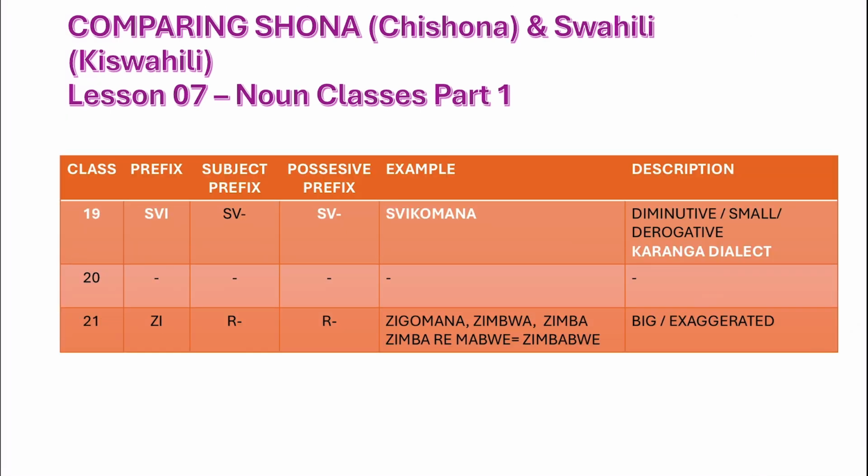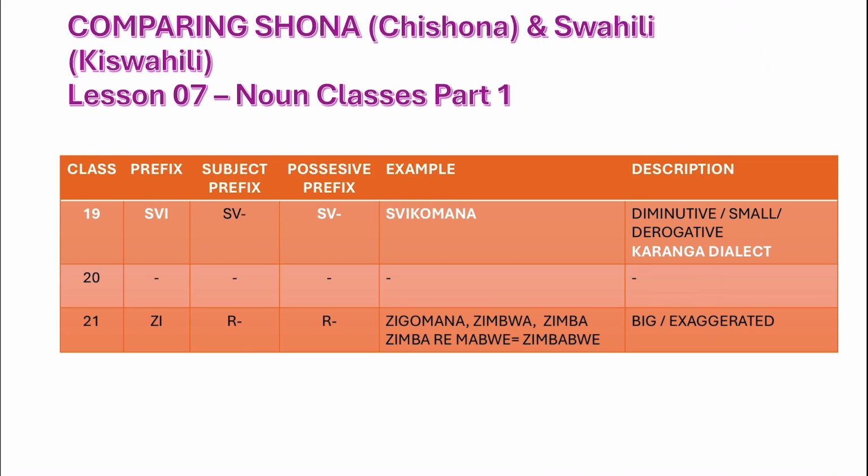Shona adds other noun classes, 19 and 21. Class 19, the Shi class. For example, shikomana. This might mean a small boy or a naughty boy, or be derogatory. But this is normally used in the Karanga dialect of Shona. Class 20, Shona does not have. Also, Swahili does not have.